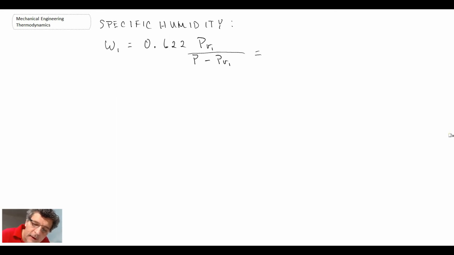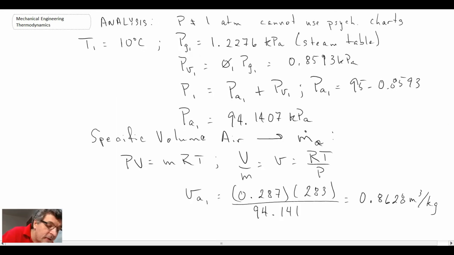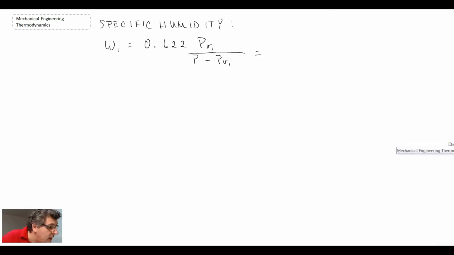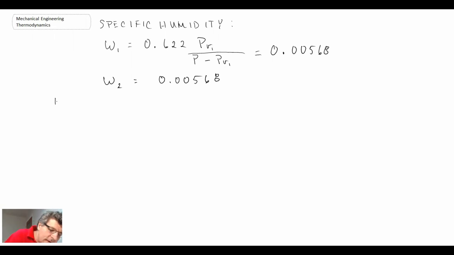Now we determined the vapor pressure, it's right here, at 1, and that was the moisture, the humidity in the air, the water vapor. And consequently, what we can do is plug it into this equation here. And with that, we determine first thing, specific humidity at 1 is equal to that. And then at 2, it's going to be the same value because we're not changing the amount of moisture, water vapor in the air between 1 and 2.